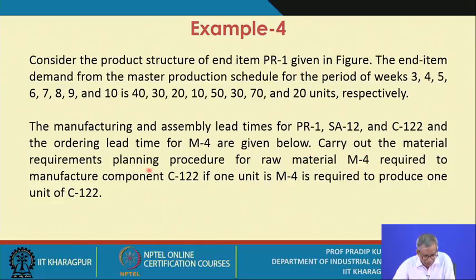Carry out the material requirements planning procedure for raw material M4 required to manufacture component C122, if 1 unit of M4 is required to produce 1 unit of C122. So, apparently it is a simple problem, but if you solve these problems, you will come to know the intricacies involved in MRP computations.